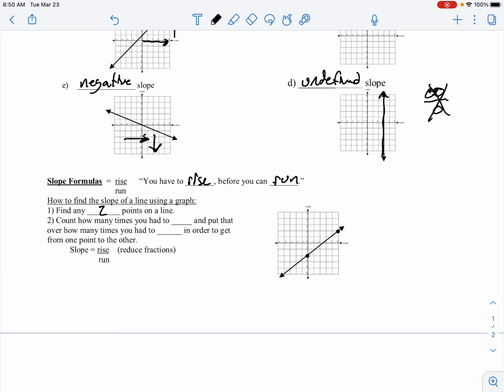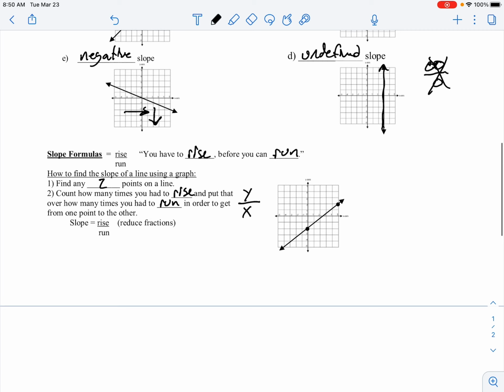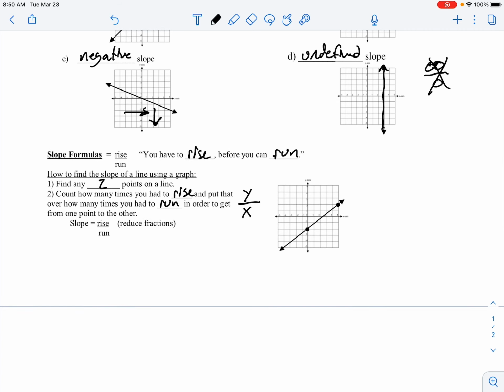And then we are going to count how many times we had to rise and put that, so we're going to make a fraction, so we're going to put that on the top. So our rise is our change in y, because that's our vertical change. And then we're going to count how many times we had to run in order to get from one point to the other, which is our horizontal change.